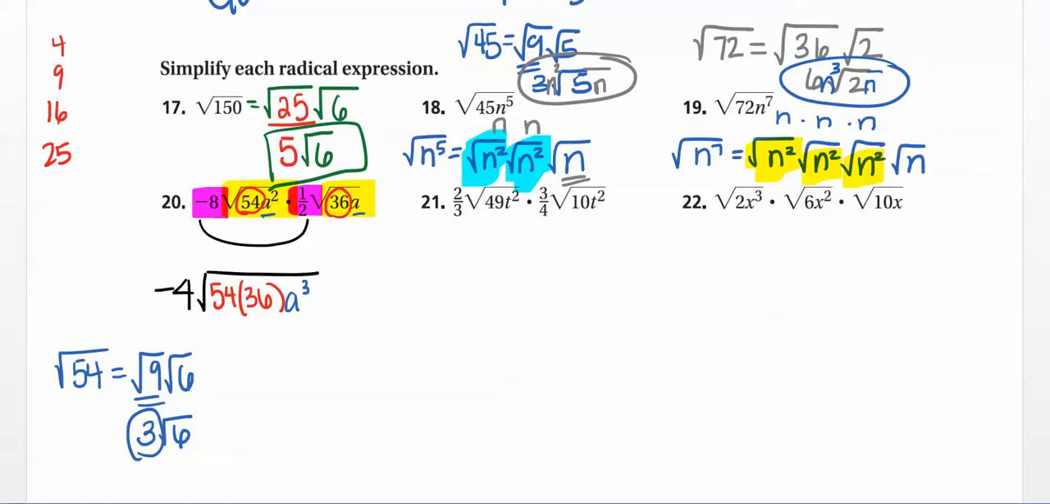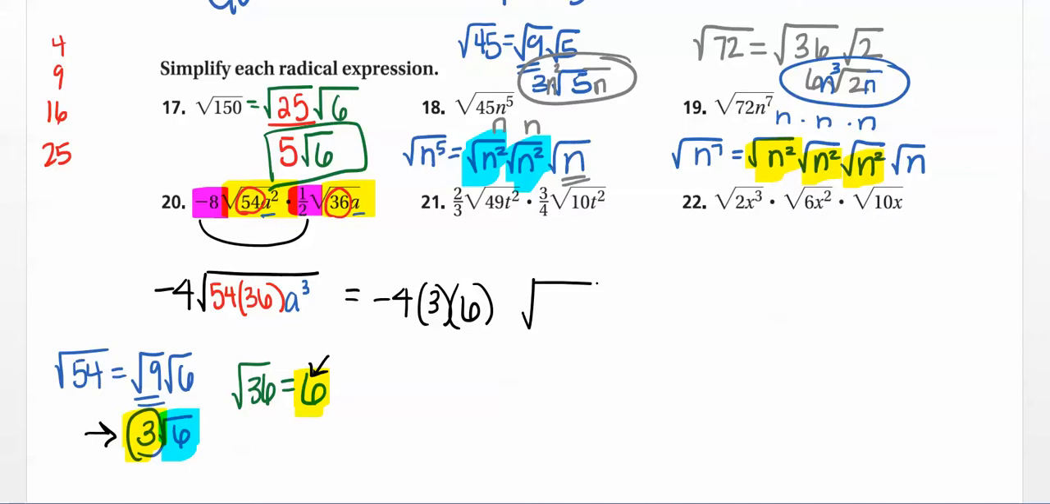Then if I do the same thing with the 36, well, the square root of 36 is just 6. It's 6 squared, so nothing stays inside. So what comes out here is a 3, and a 6. And what stays in is this square root of 6. Okay, so I have a negative 4 that was already there. I'm taking out a 3 from here. I'm taking out a 6 from here. I know inside left over there's going to be a 6.